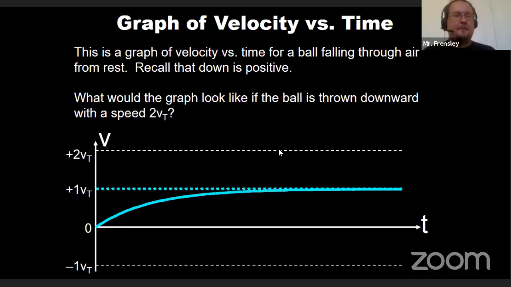Question 2. What would the graph look like if the ball were thrown downward, but with a speed twice its terminal velocity? You have 1 minute.